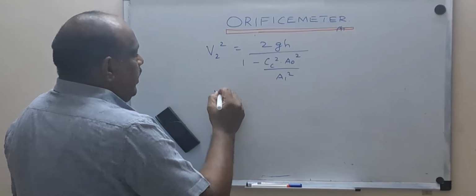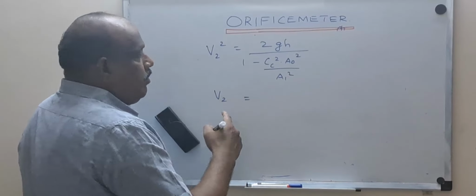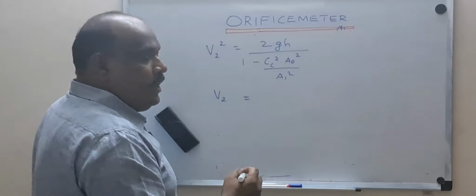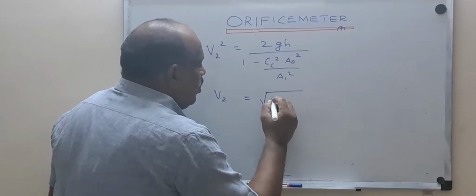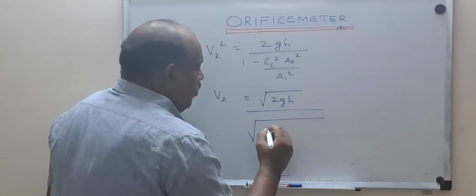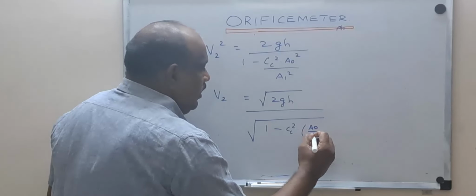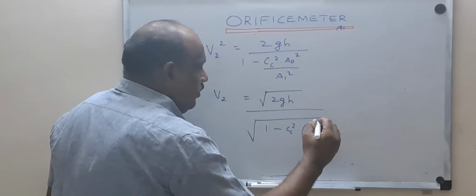From this, V2 squared will be equal to... or V2 will be equal to what? Tarni, what is V2? From this, I will take the square root on both sides. Square root of 2GH divided by square root of 1 minus Cc squared into (A0 by A1) whole square.